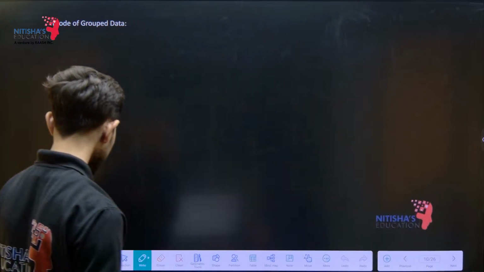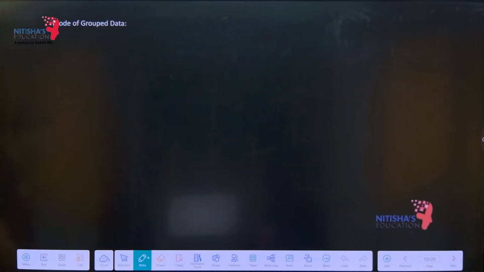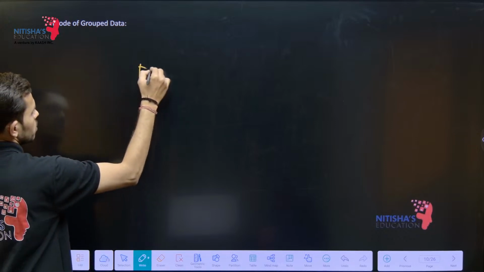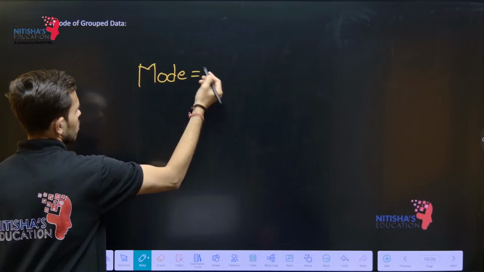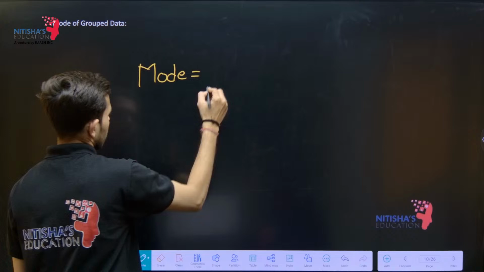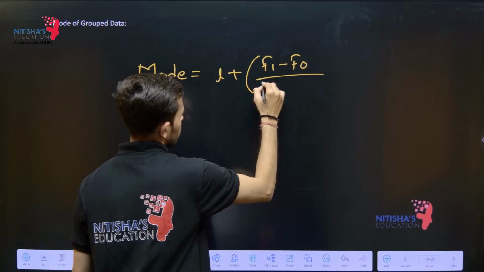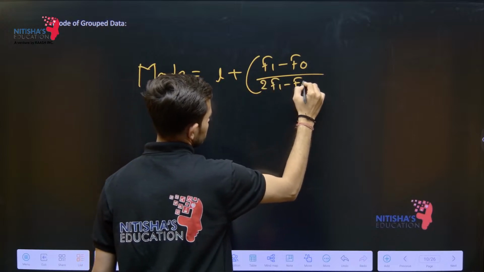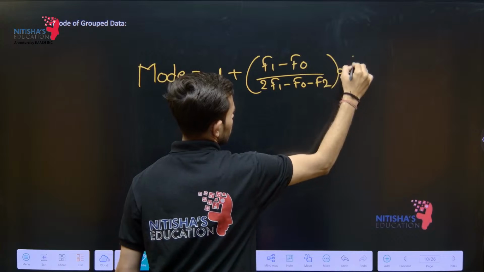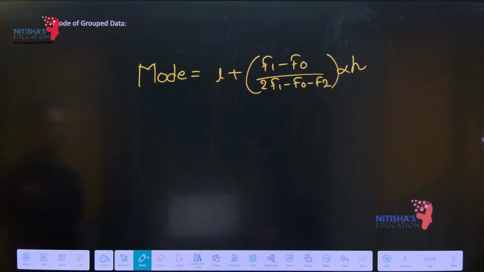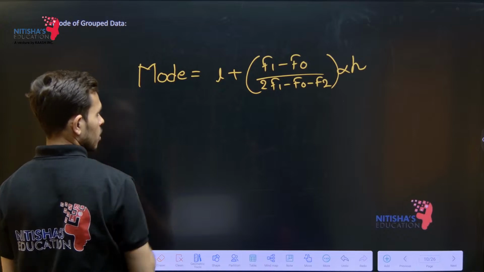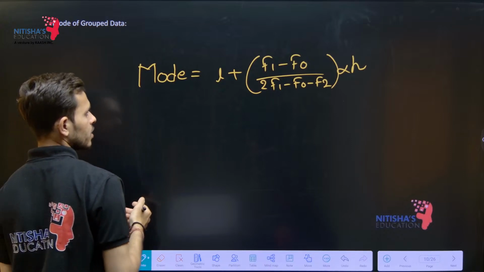Next, how can we find the mode of grouped data? For finding mode, we have the equation: mode is equal to L plus F1 minus F0 divided by 2 F1 minus F0 minus F2 into H. So this is the equation to find mode.